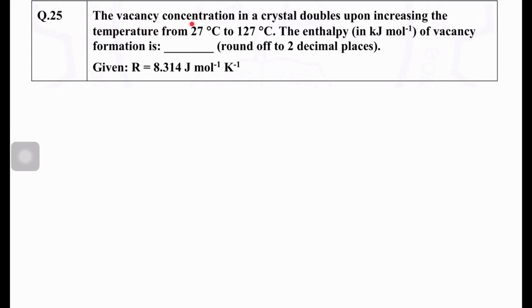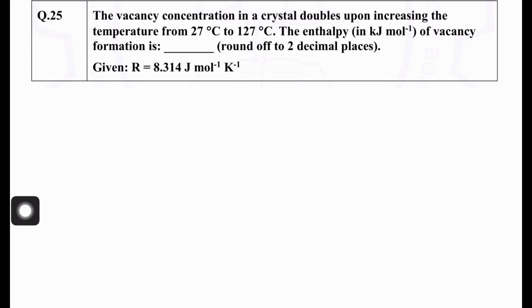The vacancy concentration in a crystal doubles upon increasing the temperature from 27 degrees centigrade to 127 degrees centigrade. It means when we are increasing the temperature from 300 Kelvin to 400 Kelvin, the vacancy concentration in a crystal is getting doubled. The enthalpy, in kilojoule per mole, of vacancy formation is? Okay, so it is asking me about the value of QV, that is the enthalpy of vacancy formation.